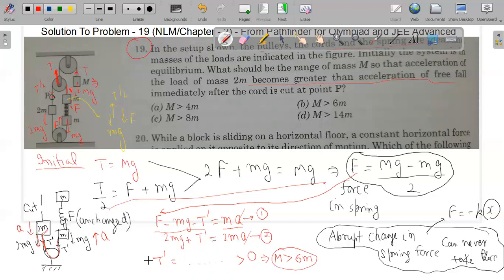This is the whole concept behind this question: a spring force cannot change all of a sudden. So the force in the spring before cutting the string and the force in the spring after cutting the string have to be equal. And the second point, the 2m mass can fall down with acceleration more than g only if the string remains tight. And if the string remains tight, the two masses connected by the string, 2m and m, must have the same value of linear acceleration, small a.